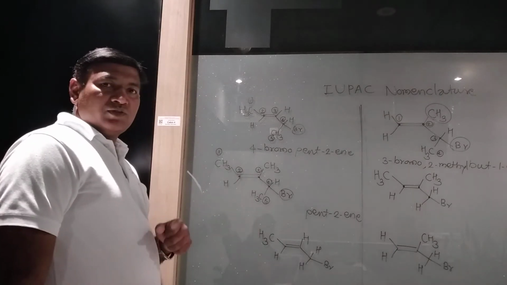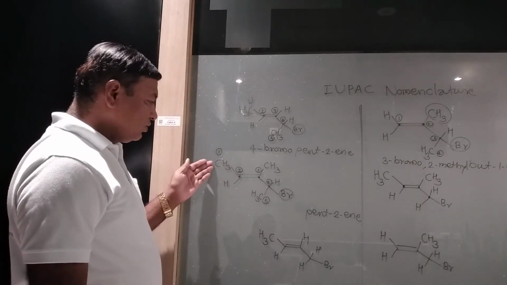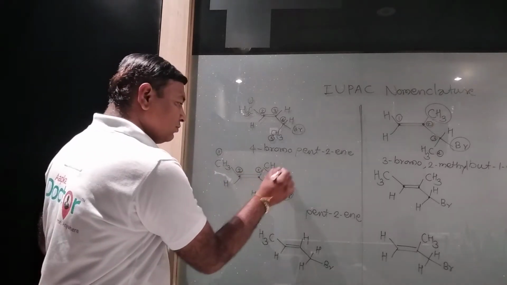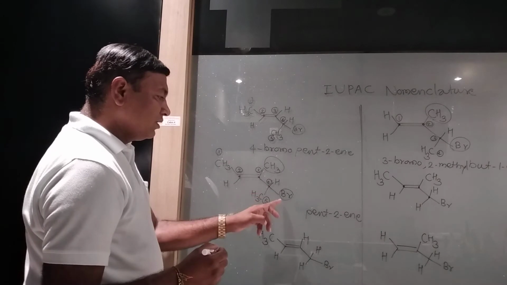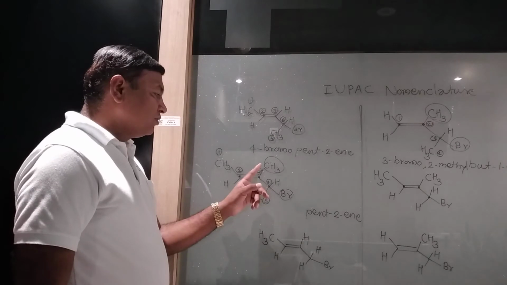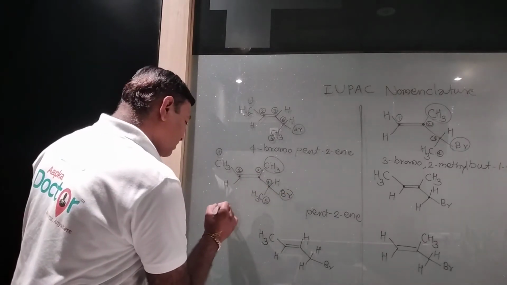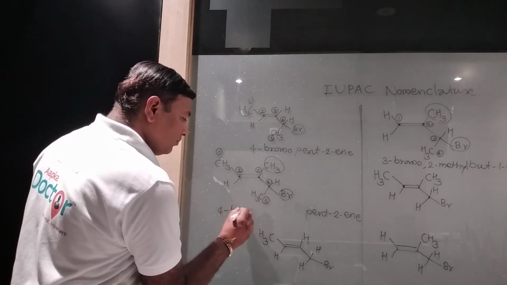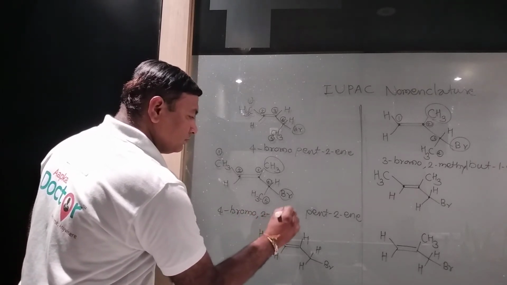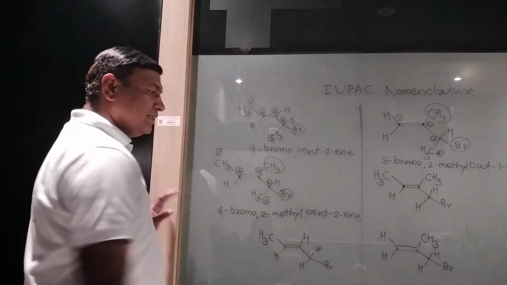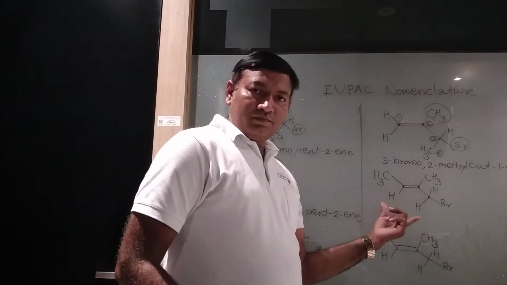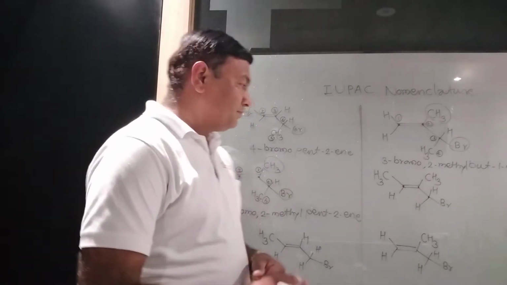Now we have to think about the substituent. The first carbon has no substituent, the second carbon no substituent, the third carbon has one substituent, which is methyl, and the fourth carbon has one substituent, which is bromo. Again the same way, 4-bromo-3-methylpent-2-ene. So we write 4-bromo-3-methylpent-2-ene. We will move on to the next compound.